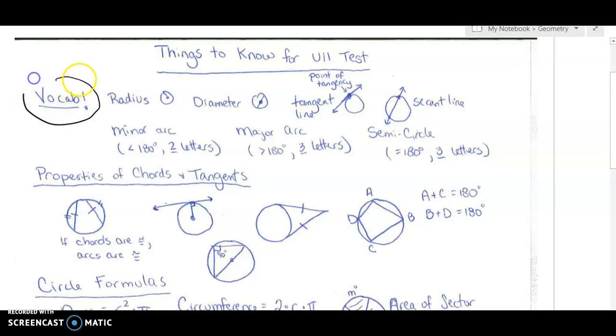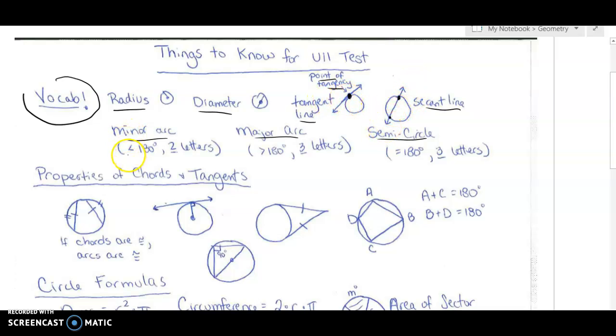So the vocab. All right, you're going to need to know the difference between a radius versus a diameter, a tangent line, a secant line, a minor arc, a major arc, and a semicircle. So radius goes from the center to a point on the circle. Diameter is a chord, goes from one side of the circle to the other, but it has to go through the center. A tangent line is a line, so it's got arrows on either end, that crosses through the circle in one location. That one location is known as the point of tangency. And then this line is a secant line. It goes through the circle in two locations as opposed to one, and it's got arrows on either end.